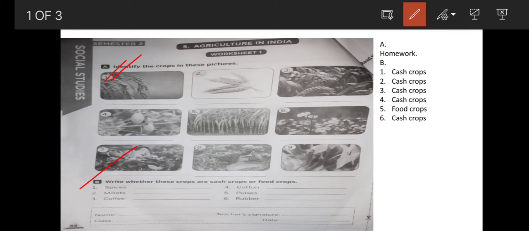B. Write whether these crops are cash crops or food crops. Here 6 crops are given. What we have to do is write whether these crops are cash crops or food crops. What do you mean by food crops? Food crops means the crops which are grown for food, that is, to feed people. And what do you mean by cash crops? Cash crops are grown as raw materials for the industries and they are sold. They are grown for selling.